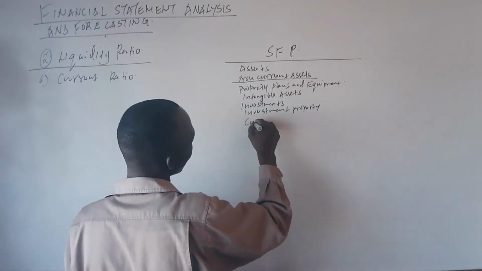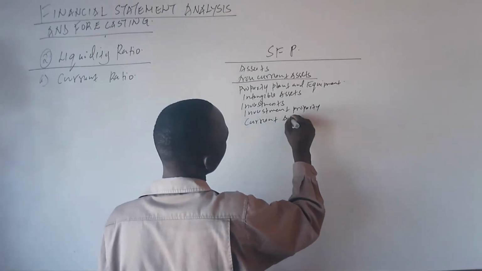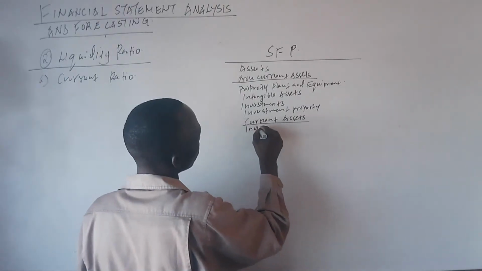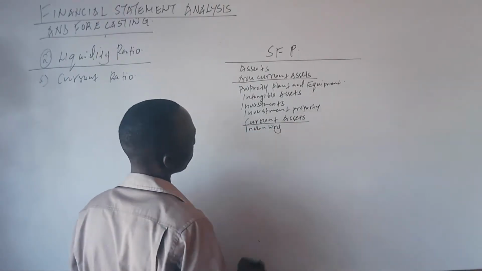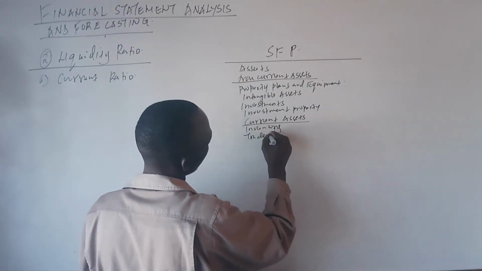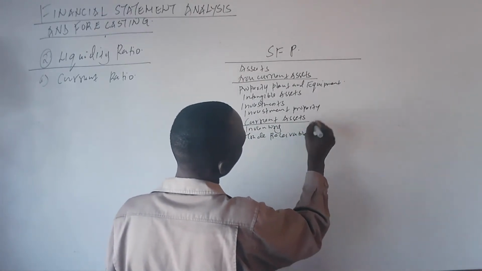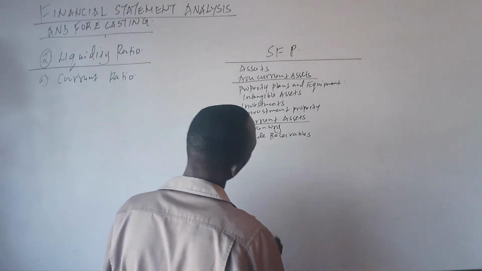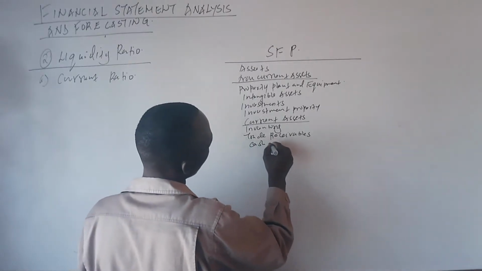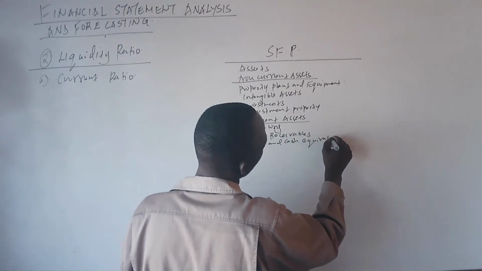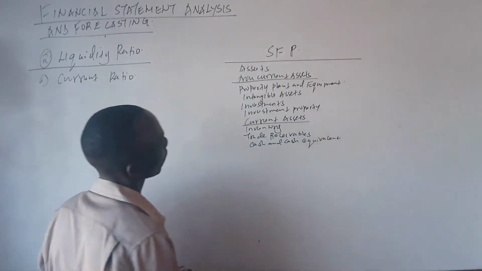Then we go to the current assets. Current assets, we have what? We have inventory. Then we have trade receivables. Then we can talk about cash and cash equivalent. So that is what we have.